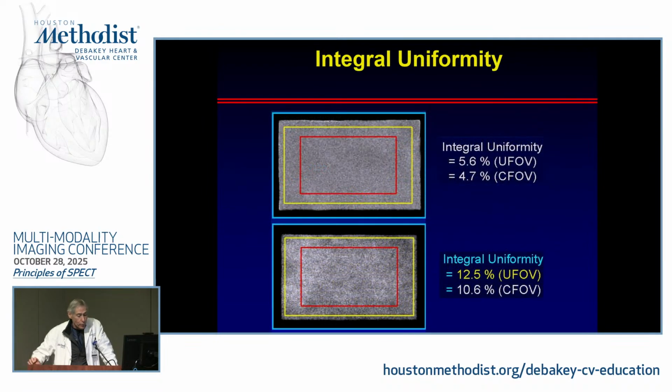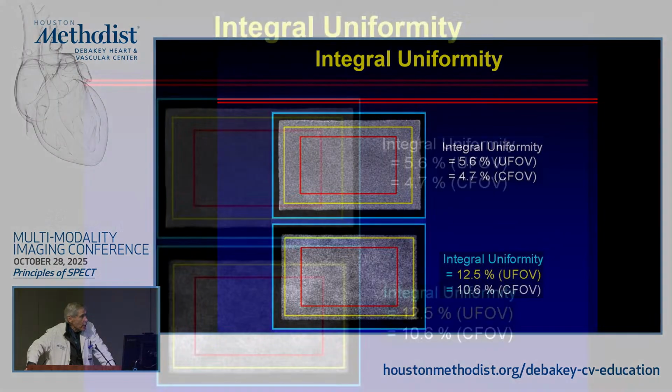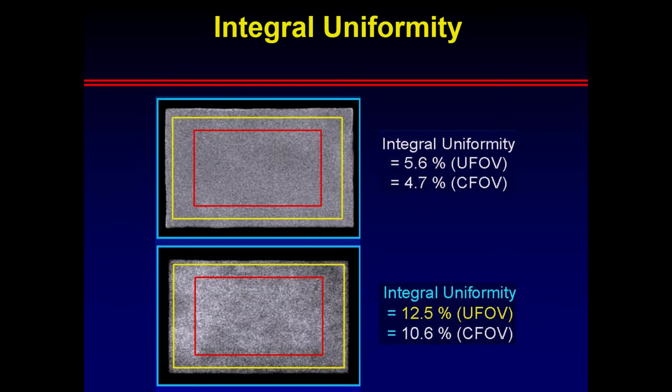And so this is an example of integral uniformity, the entire face of the camera head. And you can see the one on the top, there's about 5% non-uniformity. So that's not too bad, that's acceptable. But look at the bottom, that's like 12%. And look how patchy that camera face looks, okay? So this would be totally unacceptable, the bottom one, and you'd lead to a lot of artificial perfusion defects and everything else if you were to image a patient with this kind of camera.